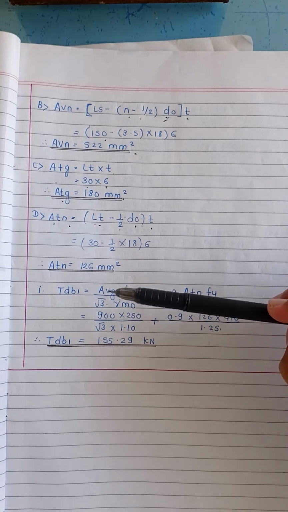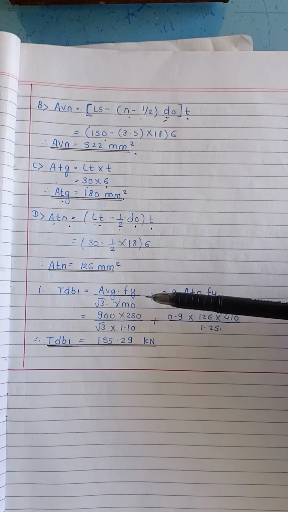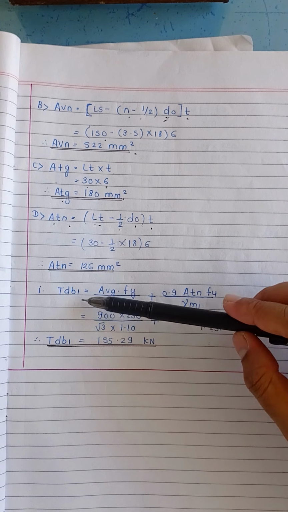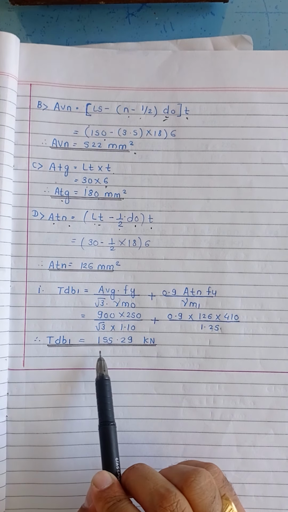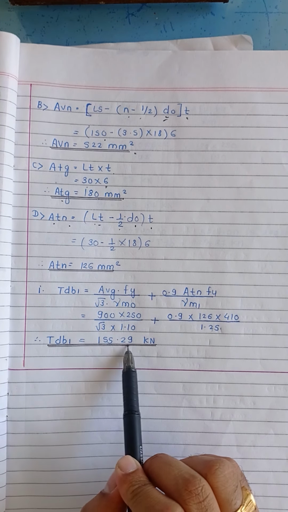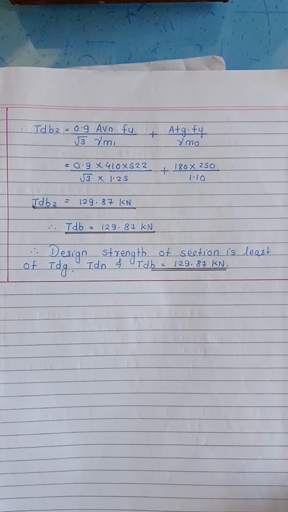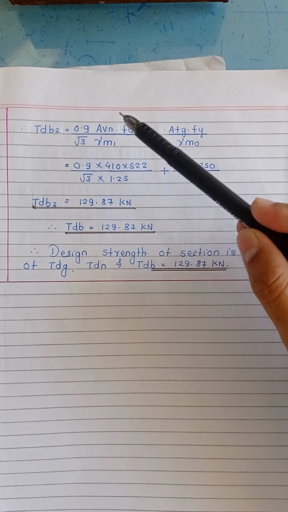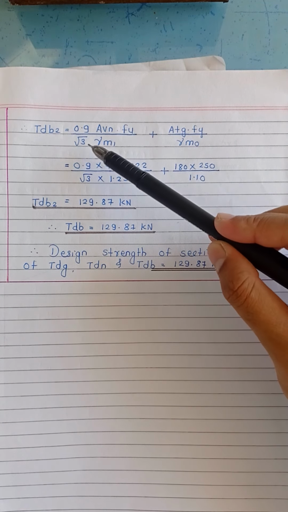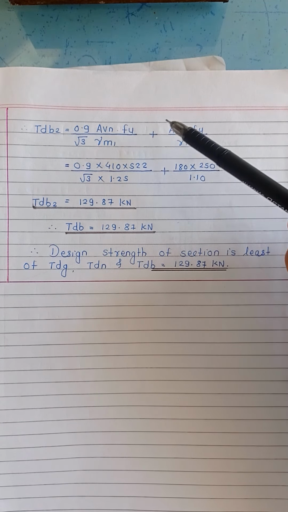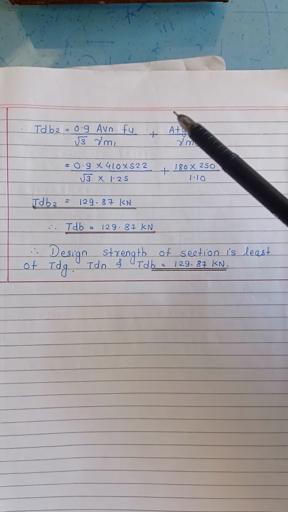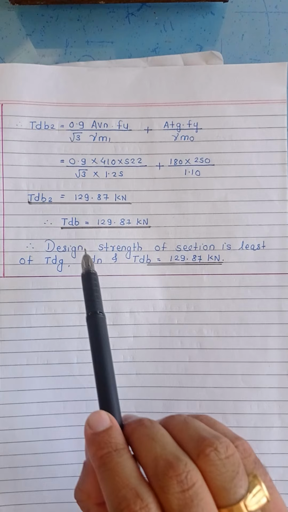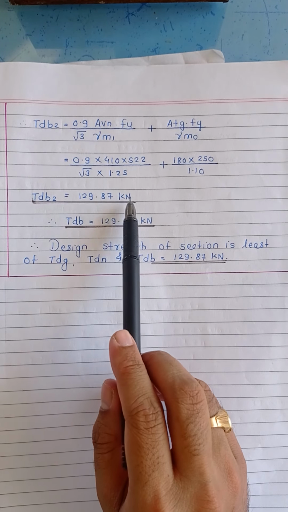Substituting these values of AVG, ATN, FY, FU, gamma M0 and gamma M1 into the formula of TDB1, we get the value of TDB1 as 155.29 kilonewton. Similarly, TDB2 is equal to 0.9 AVN FU divided by root 3 gamma M1, plus ATG FY divided by gamma M0. Substituting our values into the formula, we get TDB2 as 129.